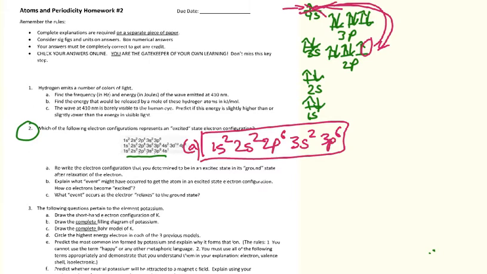In B, explain what event might occur to get the atom in an excited state electron configuration. So I'm not going to write it out because of limited time, but you definitely should.